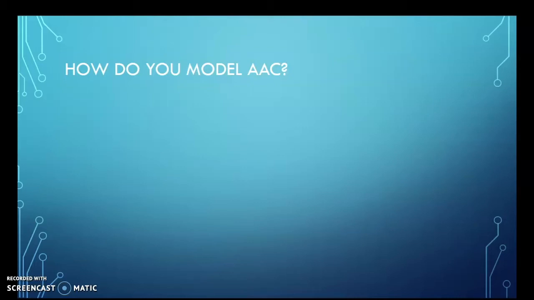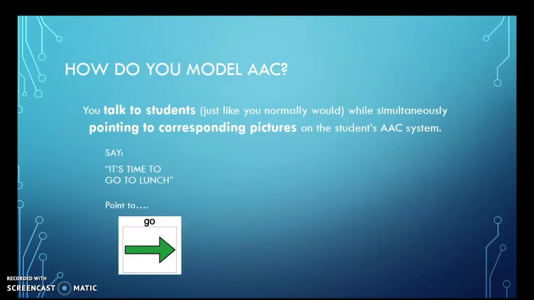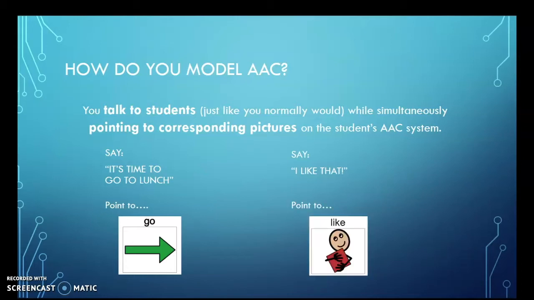So the question is, how do you model AAC for students? Well, it's pretty simple. You just talk to students like you normally would, while simultaneously pointing to corresponding pictures on the student's AAC system. For example, let's say it's almost time to go to lunch. You might say to the student, "It's time to go to lunch," while also pointing to the go symbol on the student's communication system. Or you can tell the student, "I like that," while also pointing to the like symbol on the AAC system. You're just talking to them normally while also pointing to corresponding pictures.